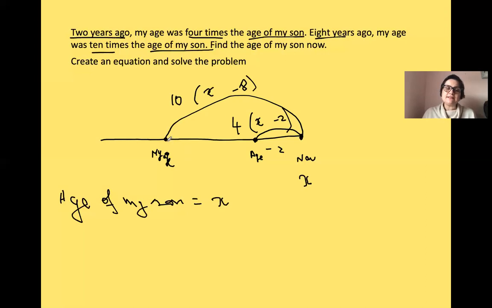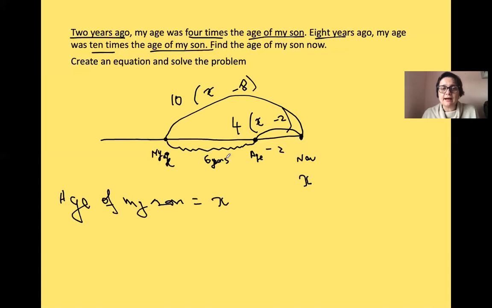Now, can you see this little space here? This little space here of my ages. So my age 2 years ago, and my age 8 years ago. Sorry, my age 8 years ago. So all this space here makes how many years? Because up to here is 2 years ago, up to here is 8 years ago. So this space here makes 6 years. Does it make sense? 6 years.